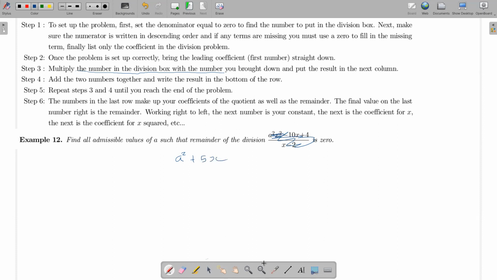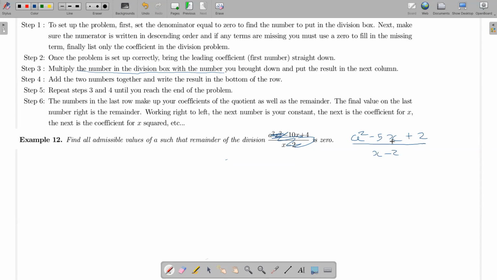Minus 5x. Yeah, I'll do this one. A squared minus 5x. Okay, so this is the same as example 6 we discussed.